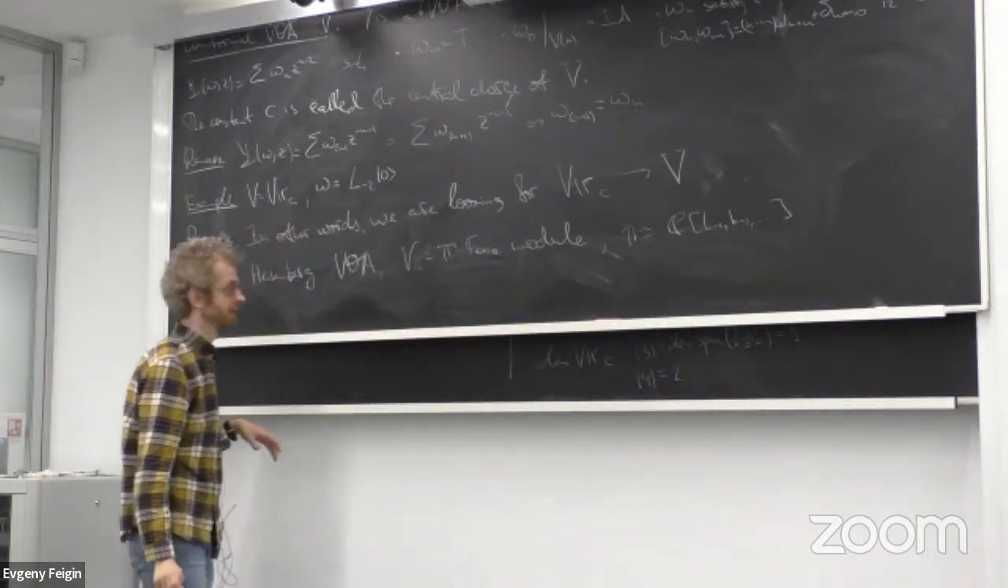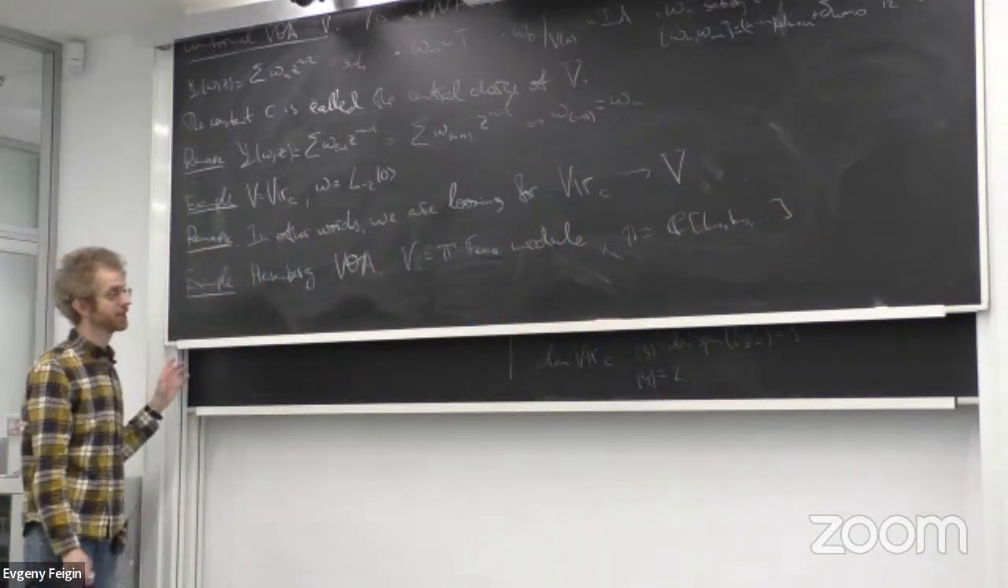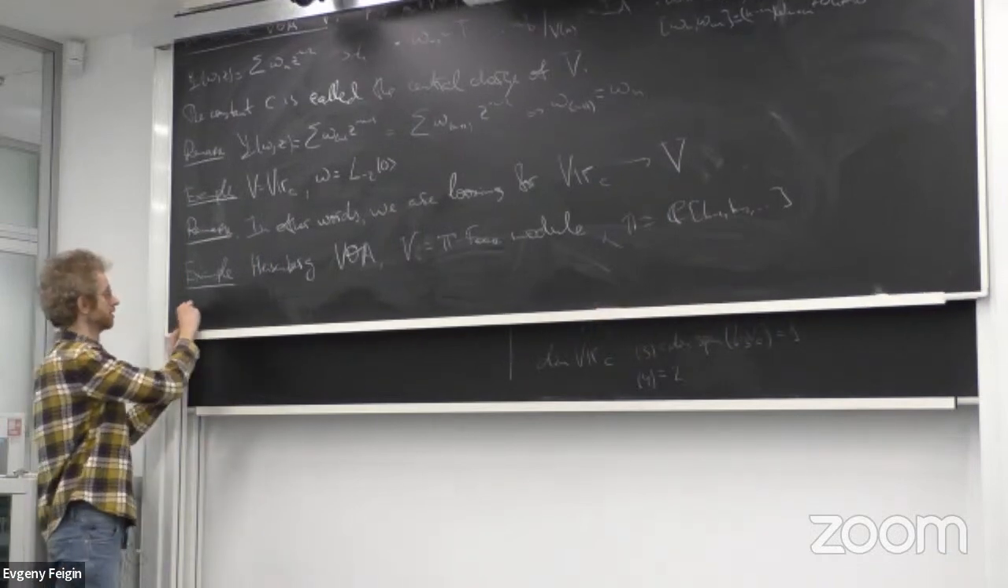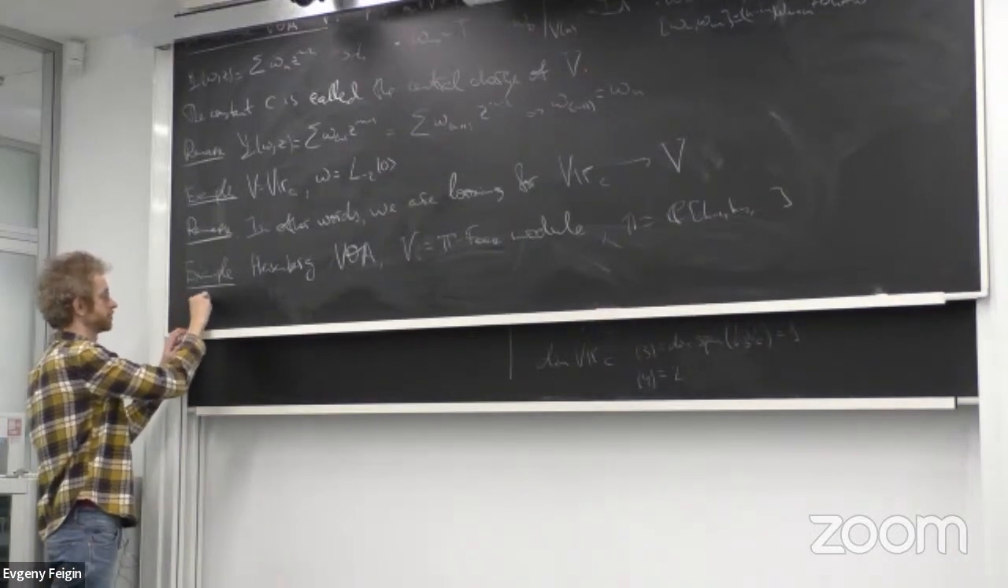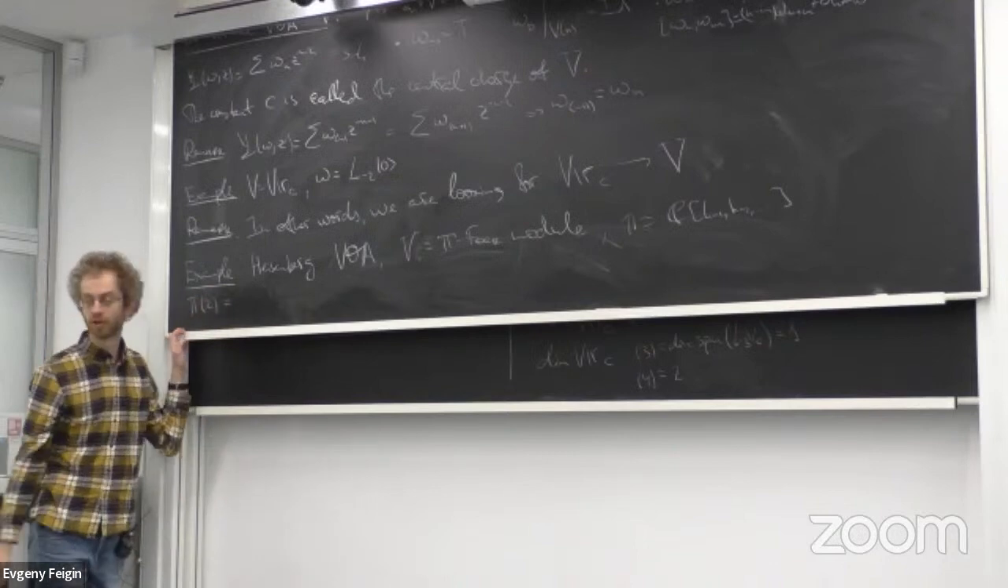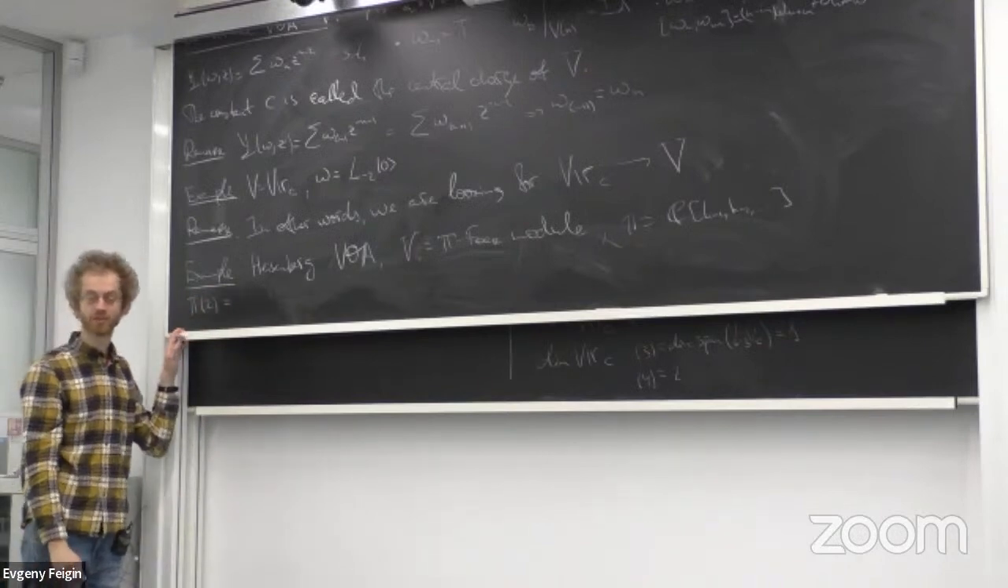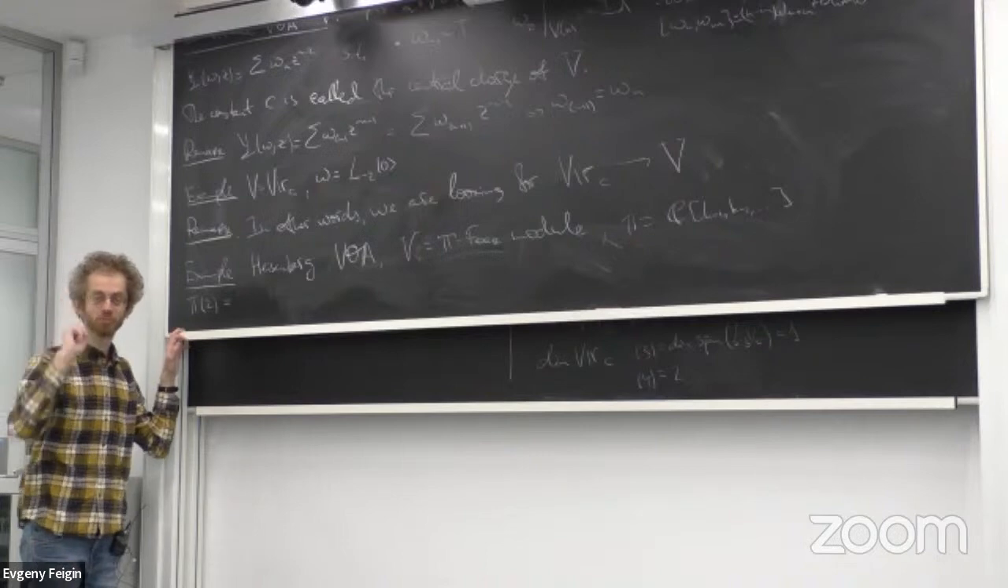And then, can you tell me what is pi 2? Where should we try to find our vector omega? Let me do one thing. Please raise your hand if you know what the dimension of pi 2 is.